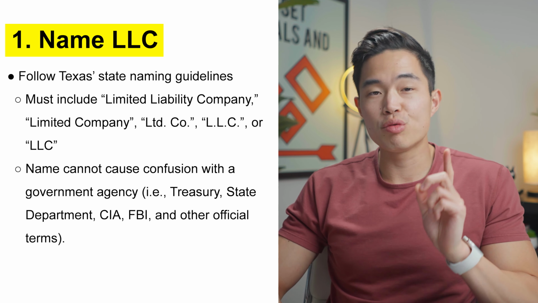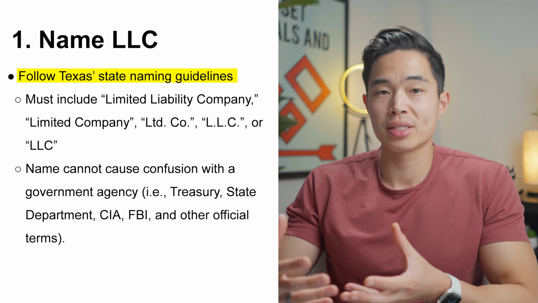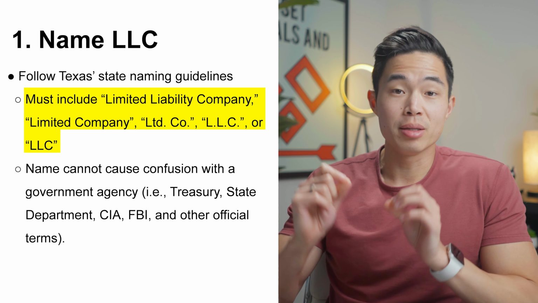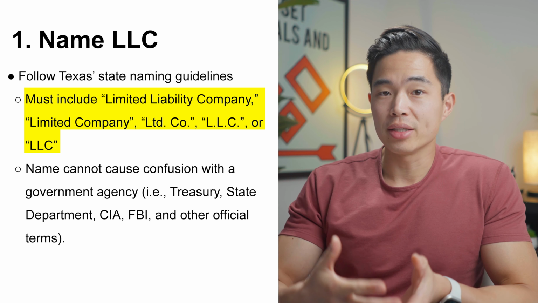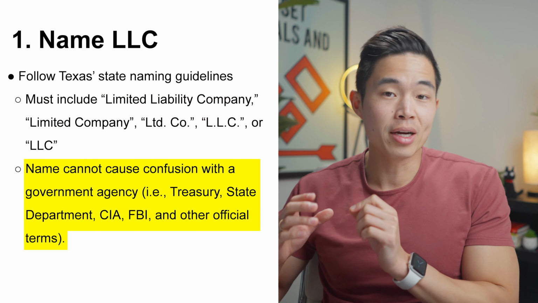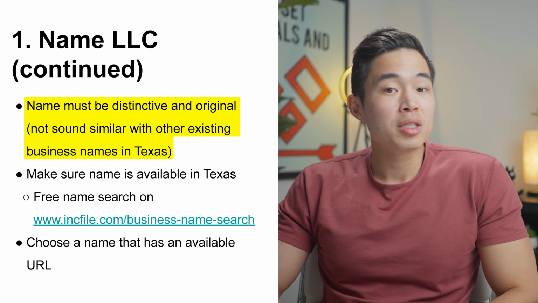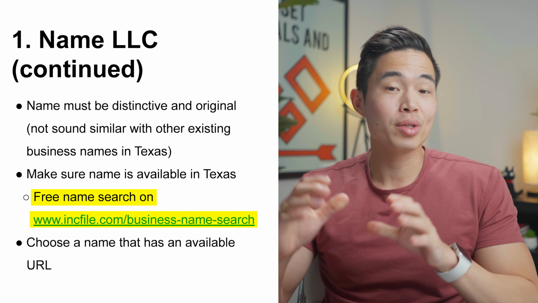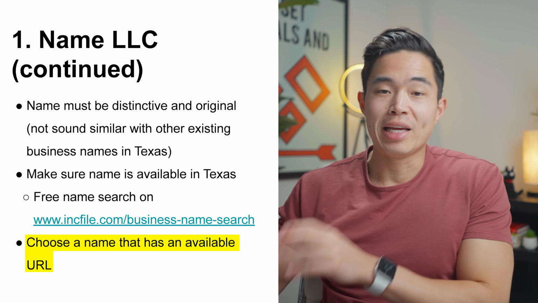So step 1 is to name your LLC. There are some rules when it comes to naming your LLC in the state of Texas. You must have limited liability company, limited company, LTD co, LLC, or LC at the end of your name. Whatever name you choose also cannot cause any confusion with a government agency. This makes a lot of sense. And the name must be distinctive and original. If you want to do a free name search, you can use the link down below and you'll be able to see whether or not that name is available.